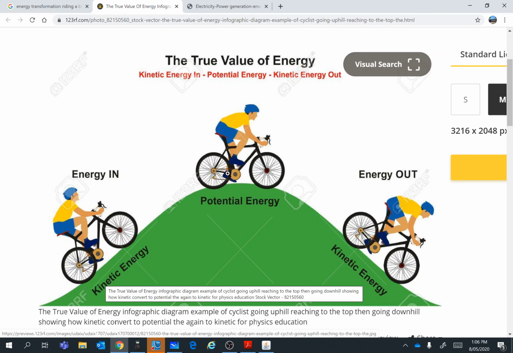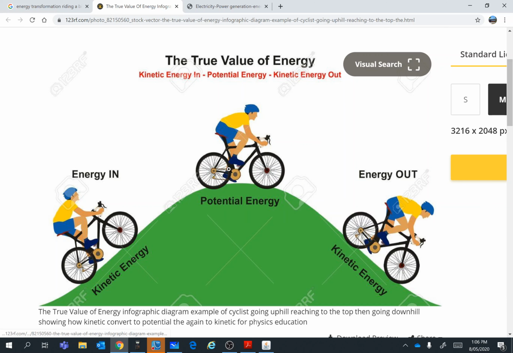Okay, so the higher you get, the greater the potential energy of that object. We're going to discuss how to calculate gravitational potential energy, and that's what I should be saying here. This is gravitational potential energy, not just potential energy. And then when the cyclist gets to the top of the hill, that potential energy is converted into kinetic energy as they roll down the other side of the hill.